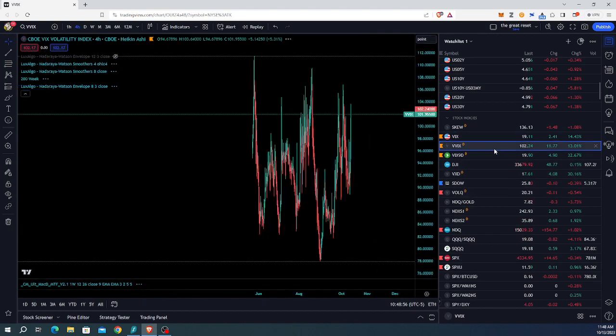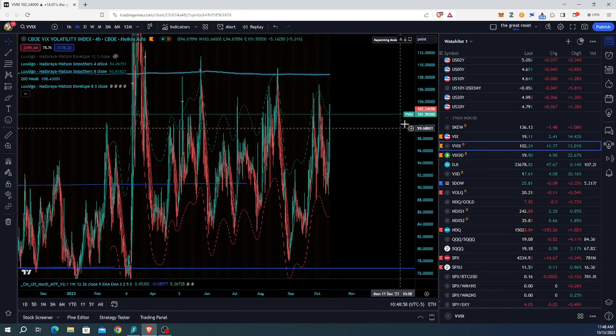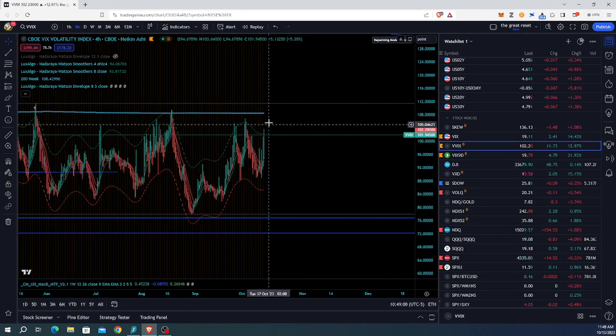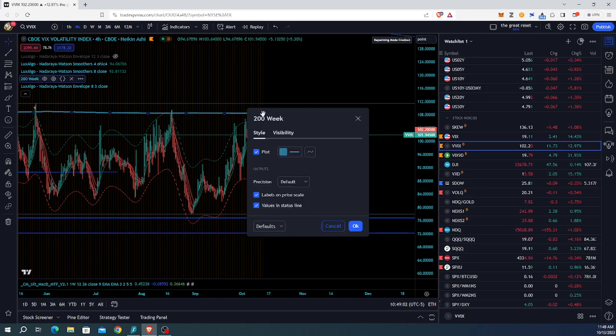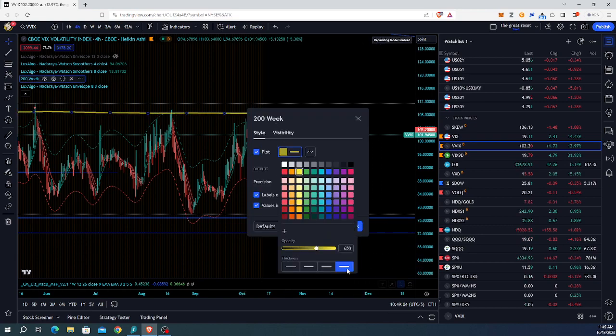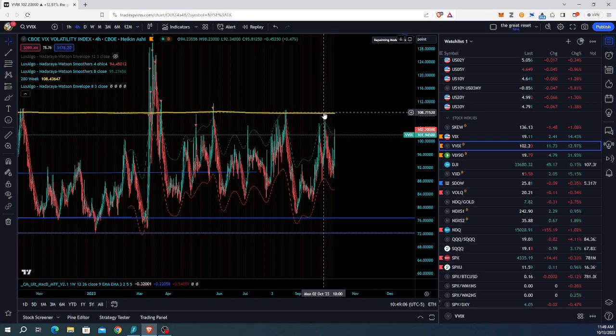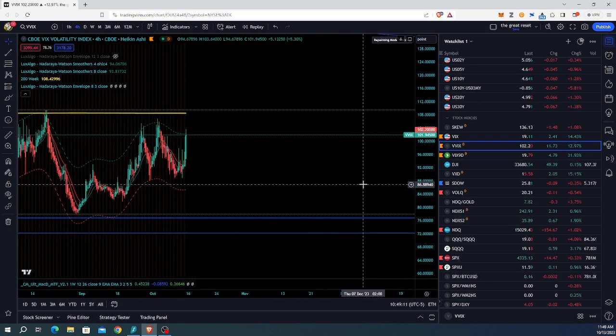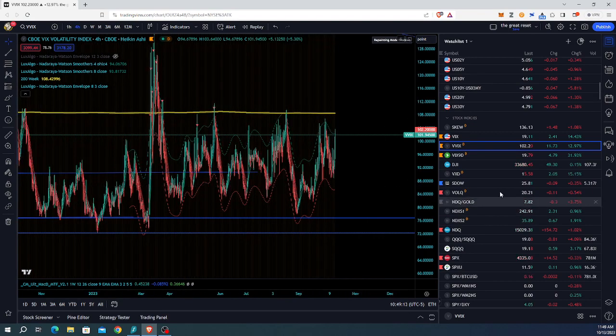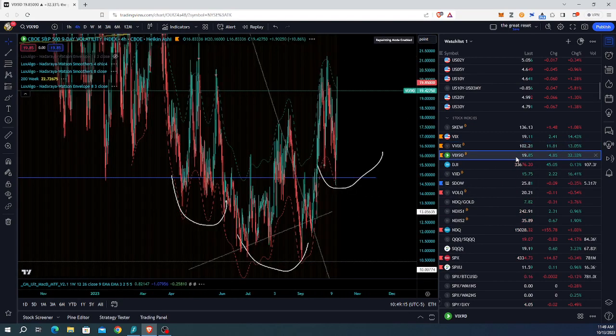So if we look at the VVIX, this is like implied volatility. You can see that's also up. We're running up to our 200-week moving average here, and we'll put it in yellow. That's our 200-week moving average right there. So we're coming up, trying to touch it up here again. Will it continue? We do not know.